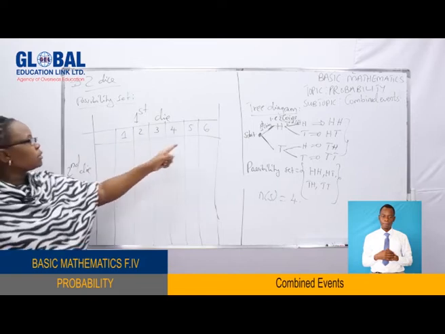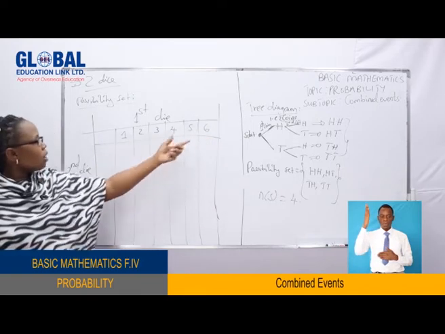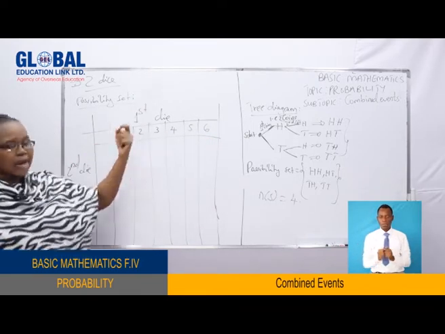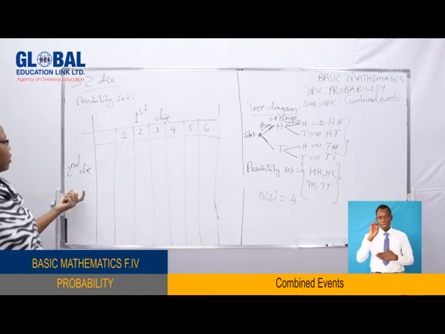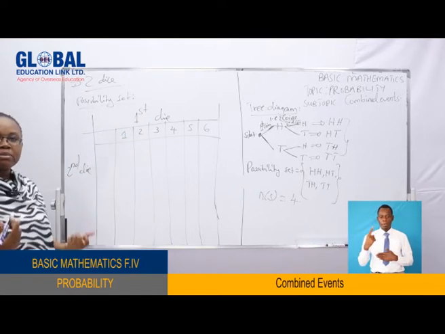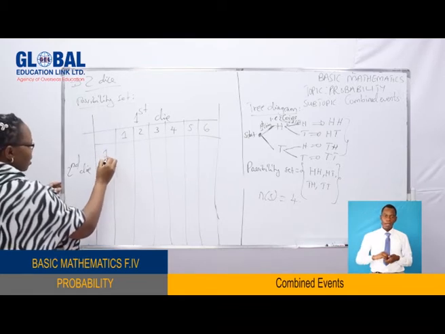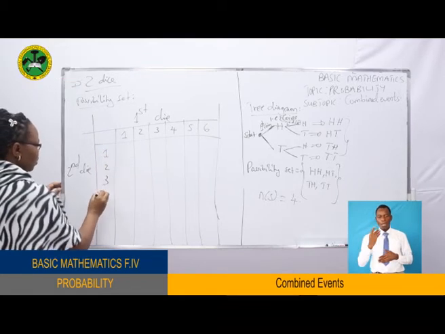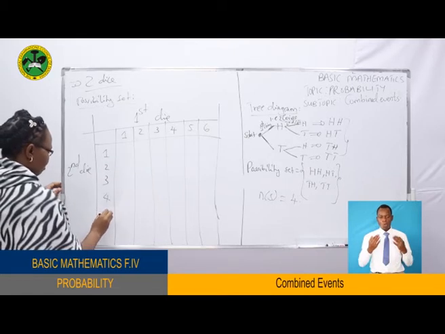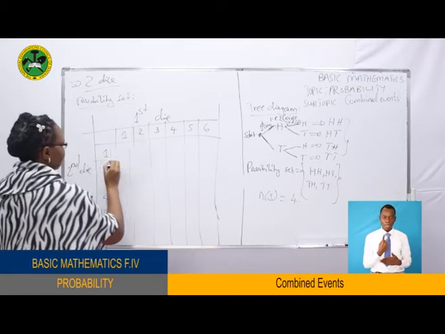These are the possibilities of outcome to occur when you toss a die. Even in the second die, when you toss it, the possible outcomes to occur are 1, 2, 3, 4, 5, 6.